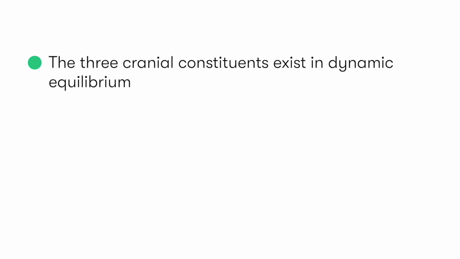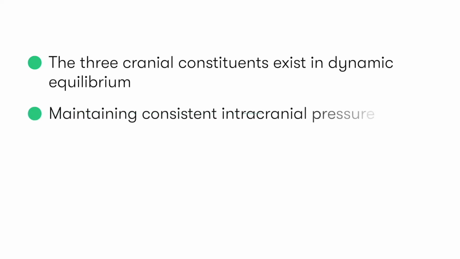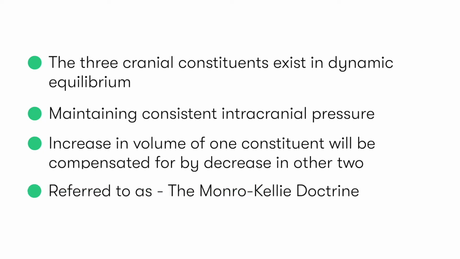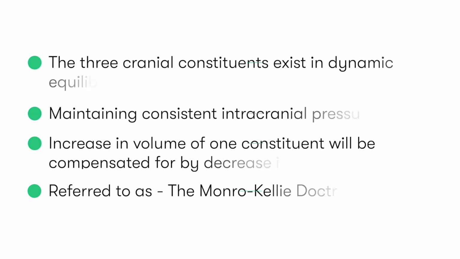Because of the fixed volume of the skull, these 3 constituents exist in a dynamic equilibrium, which helps to maintain a relatively consistent intracranial pressure. So any increase in volume in one of the 3 constituents will be compensated by a decrease in the volume of one of the other 2. This dynamic relationship between the intracranial contents is named the Monro-Kelly doctrine, or hypothesis, after the 18th century Scottish physician and surgeon who initially described it.